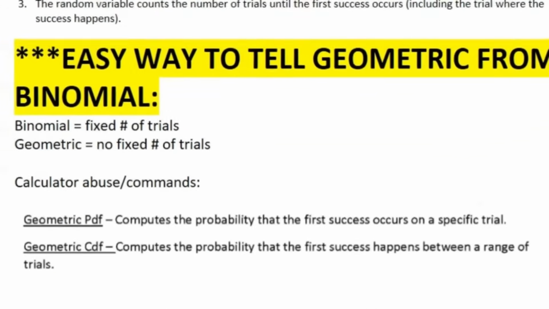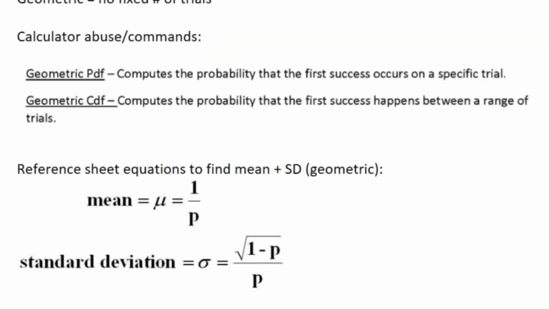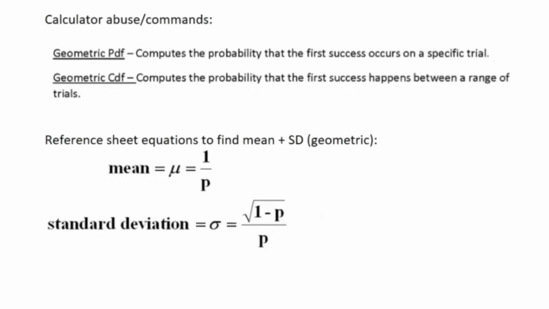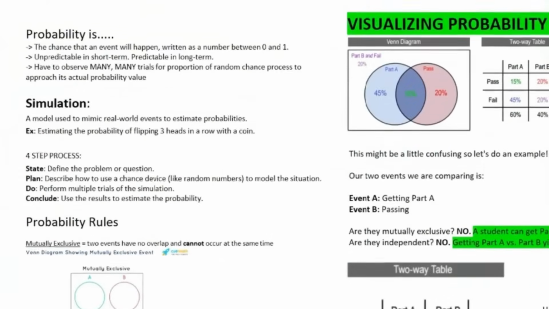More calculator abuse and commands, geometric PDF and geometric CDF. So yeah, if there's one thing you learned today is learn how to use calculator commands because it makes your life pretty darn easy. And then for the mean and standard deviation of geometric random variables, we have the mean is just 1 over the probability, chance of success, and then standard deviation is square root 1 minus probability of success over probability of success. So that does it for all the content you need to know for Unit 4, probability and random variables.